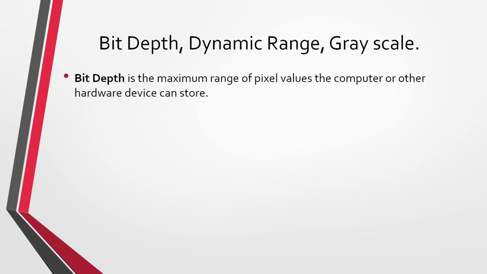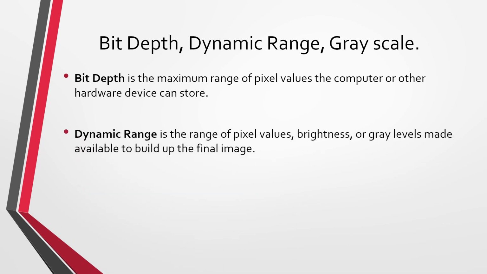So the bit depth is the maximum range of pixel values the computer or other hardware device can store. Typically the bit depth for digital radiology is 2 to the 14. So there's roughly 16,000 plus different values that each pixel could possibly be, on the system side of things.